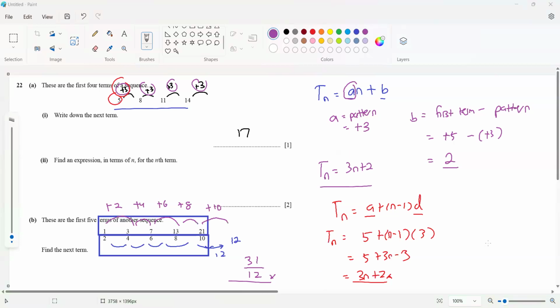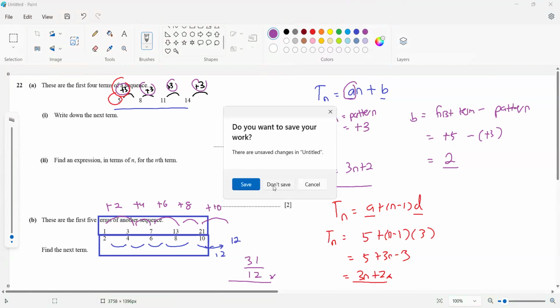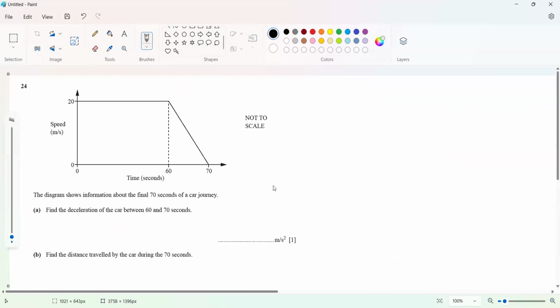Now, question 23, you may skip because 23 is part of your syllabus. This is matrices, so please do not do the matrices question. So for 24. In question 24, we have the speed time graph. They said the diagram shows information about the final 70 seconds of the car journey.